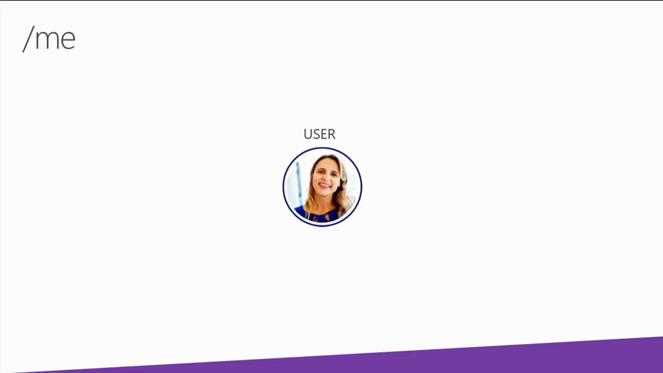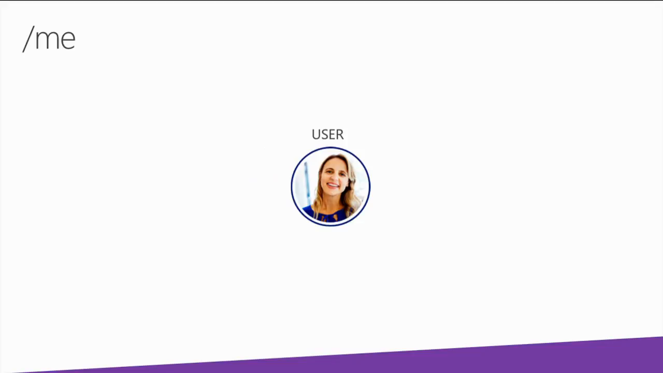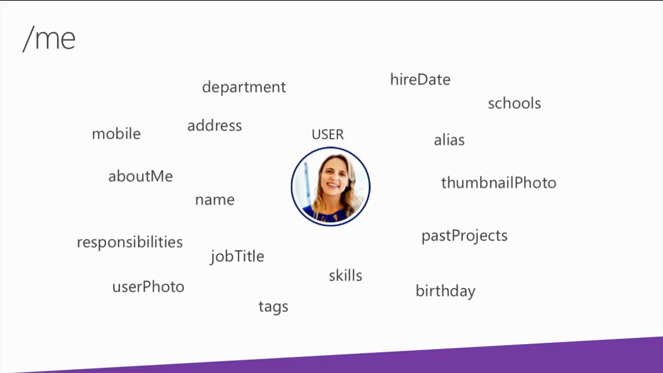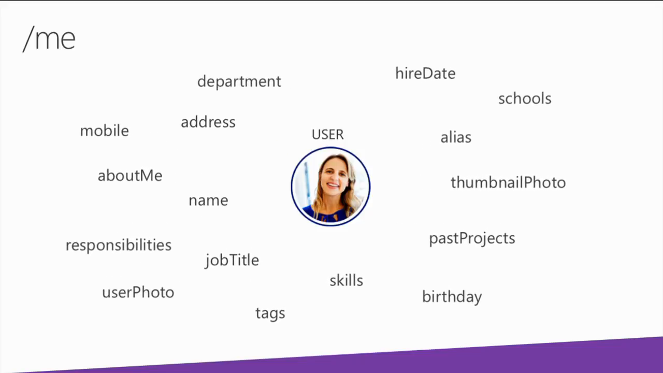It first starts with me. Through the API, I can call graph.microsoft.com/version/me to get all the properties for a given user. These are properties that are not only stored in Azure Active Directory, but are also properties that are part of SharePoint or Exchange.